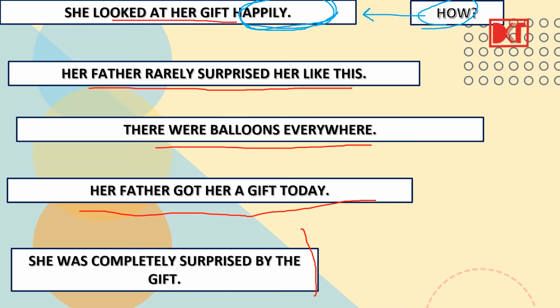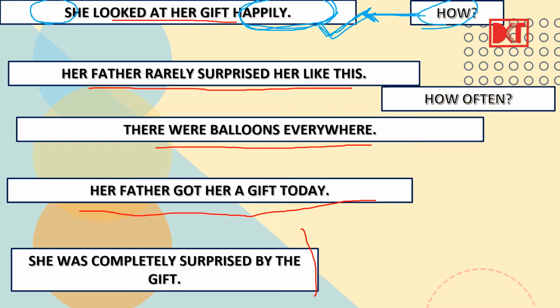Happily. What definition of adverb have we read? Adverbs are the words which describe a verb, adjective, another adverb, and answer any of these questions. How, to what extent, etc. So which word is answering this question? Happily. And what is happily describing? Happily is describing the girl because she was looking at the gift happily. Okay?